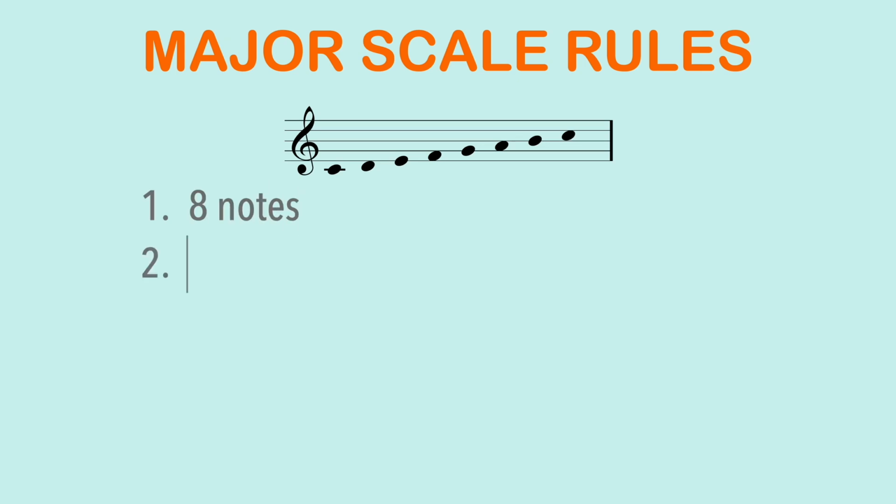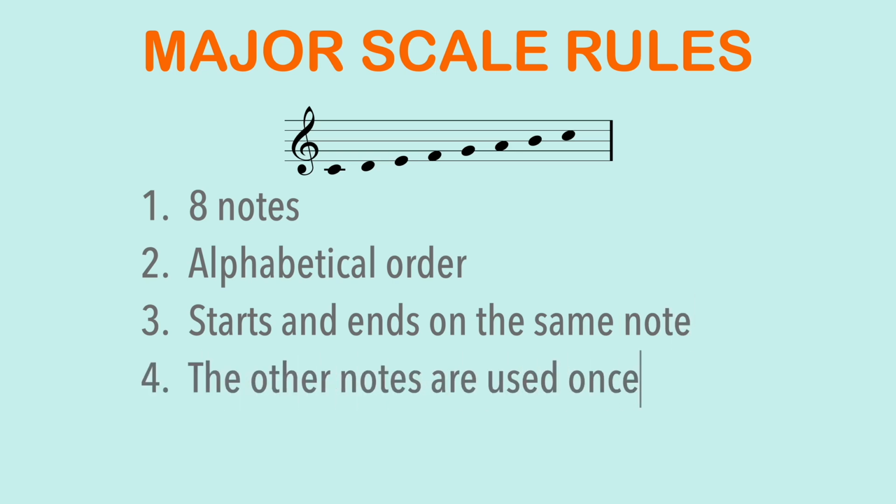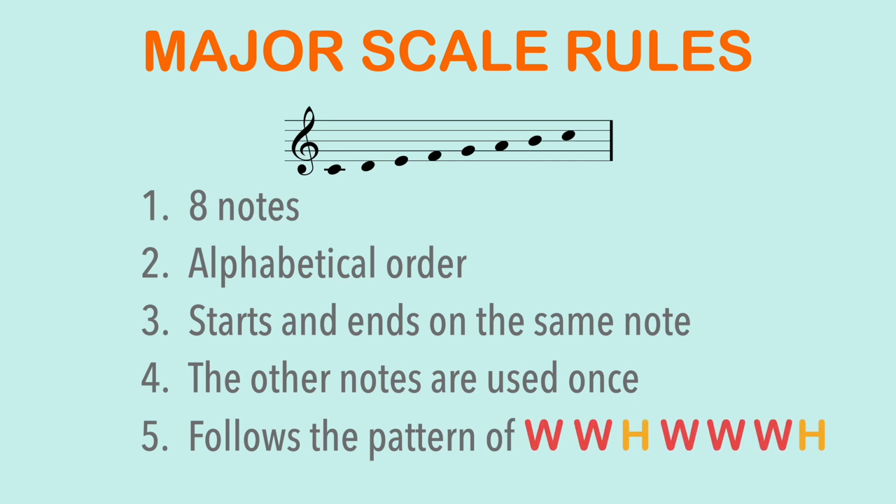Before we end this video, let's quickly review all the rules. Every major scale has 8 notes. The order of notes in the scale follows the alphabetical order. The scale starts and ends on the same note. Apart from the starting and ending note, every other note name is used once, and finally, when building a major scale, the pattern is always the same: whole, whole, half, whole, whole, whole, half step.